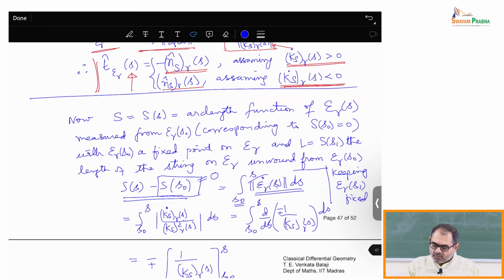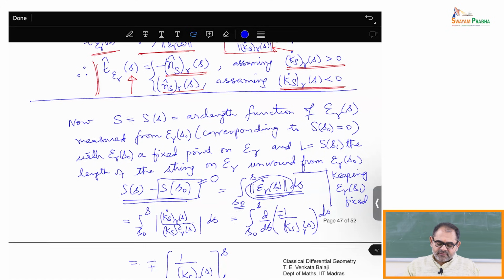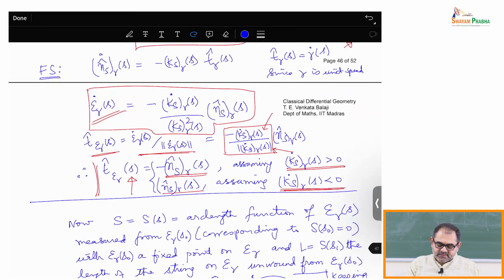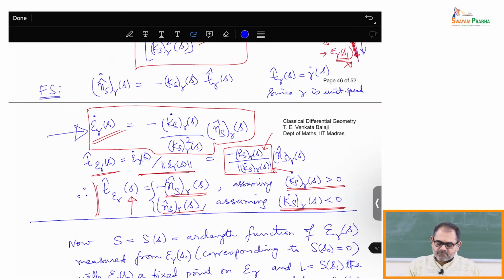Now if you do this integration, see what will happen is that we have computed what this vector is. This is the vector, and I have to take the norm of this. If I take the norm of this, the norm of the unit normal will become 1. So it essentially boils down to the modulus of this coefficient, which is minus k dot by k squared, where k is the signed curvature.